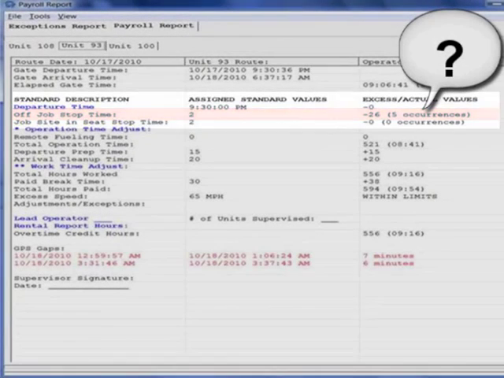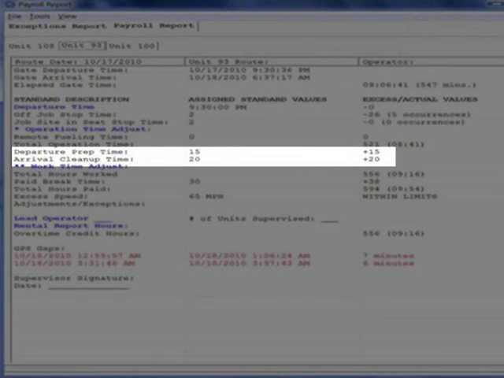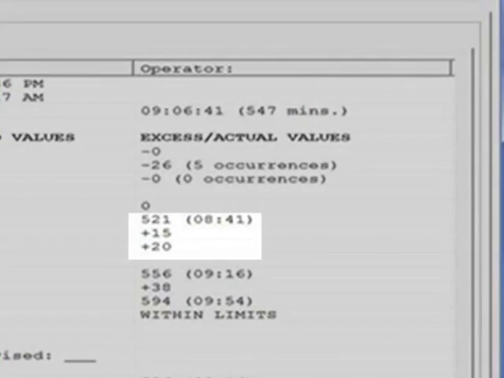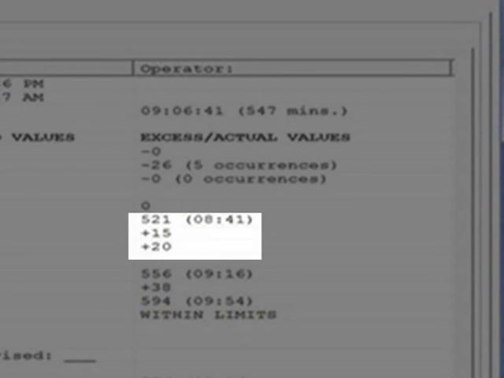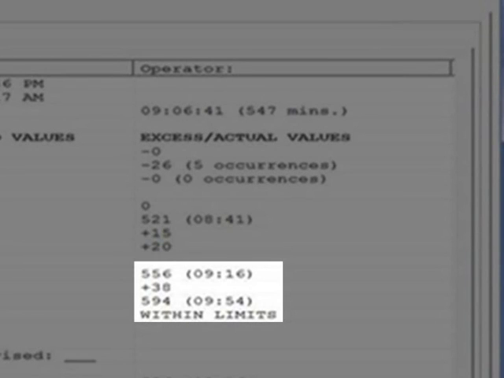Why? This operation allows for 15 minutes of prep time prior to departure, and 20 minutes to clean up the vehicle after it comes back to the yard. The total operation time is 521 minutes plus 35 minutes for prep and cleanup, for a total of 556 minutes worked. In addition, there were 38 minutes of paid breaks, for a total hours paid of 594 minutes.